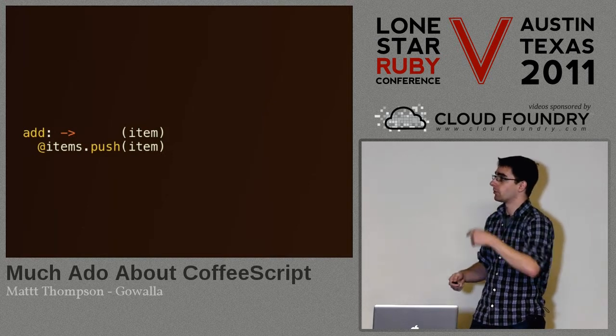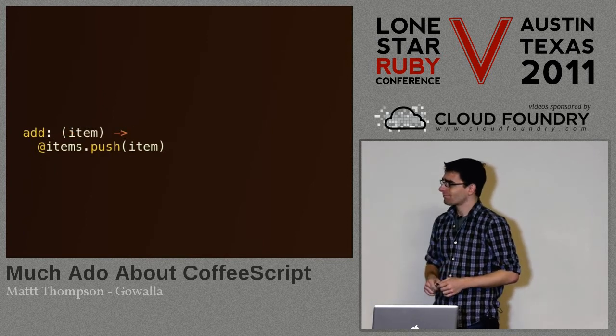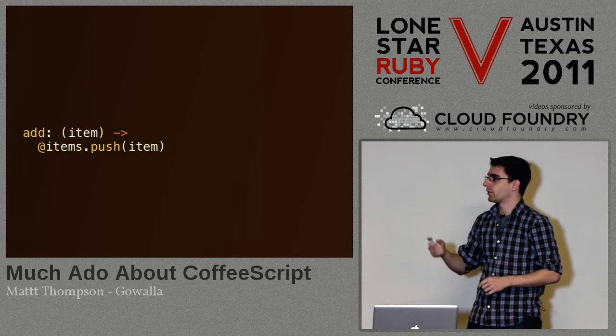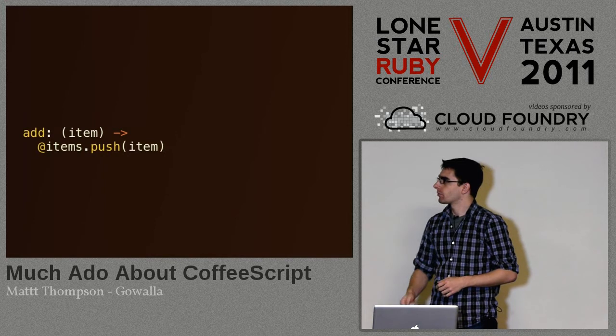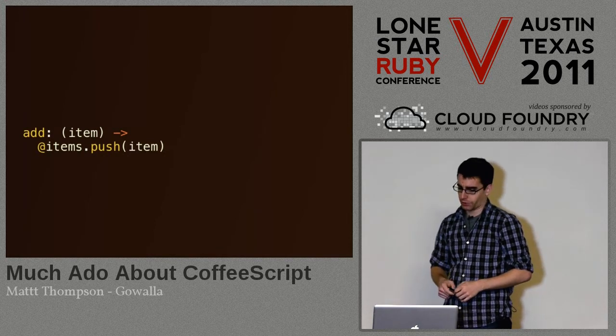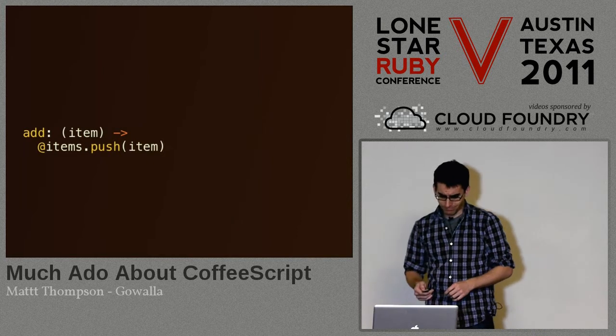Now that we have an argument in the function, we need to switch it around. So arguments for the function now go on the left side, then the arrow, dash rocket, and there you go. There's your CoffeeScript. Quite a bit more concise, a lot more elegant.